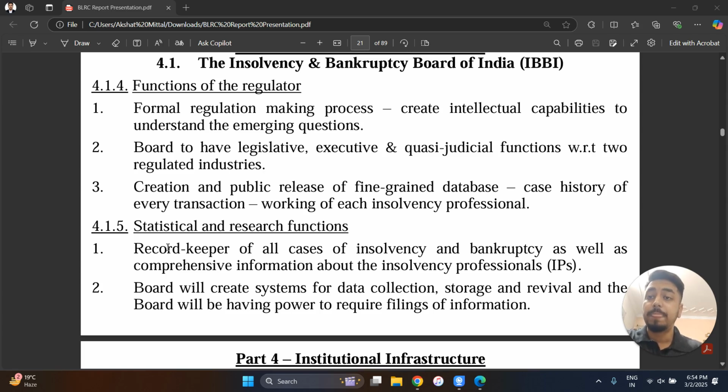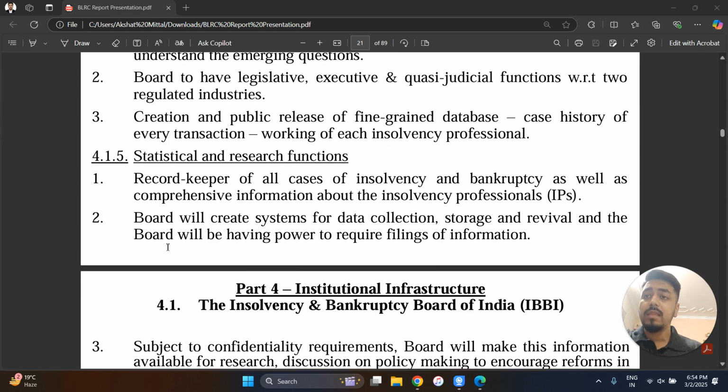the IBBI. And thirdly, we have already discussed that to create such a system of information so that it is easy for the public to get hold of the data regarding an organization and be easily available whenever an insolvency or bankruptcy proceeding is initiated, to file their claims and to approach the appropriate authority.